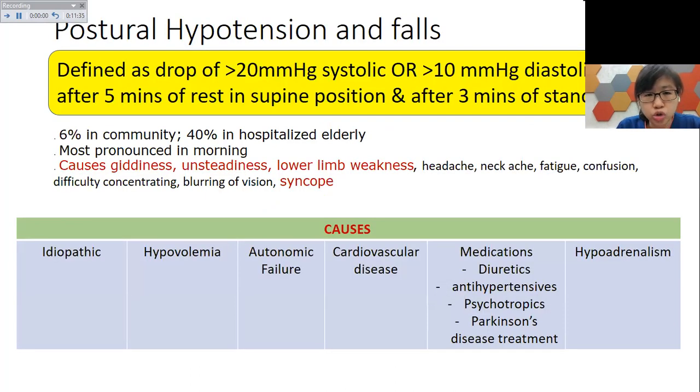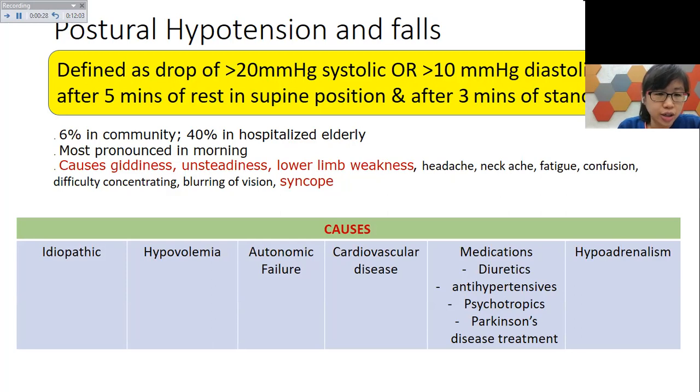Next, we move on to postural hypotension as a common cause of falls. Postural hypotension is defined as a drop of 20 mmHg or more of the systolic blood pressure, or a drop of 10 mmHg or more of the diastolic blood pressure after 5 minutes of rest in the supine position and after 3 minutes of standing.